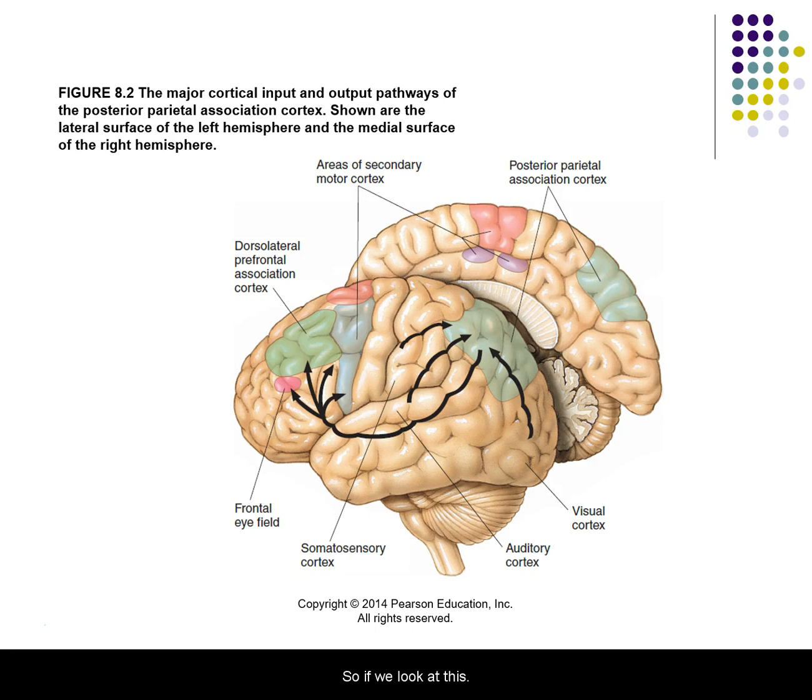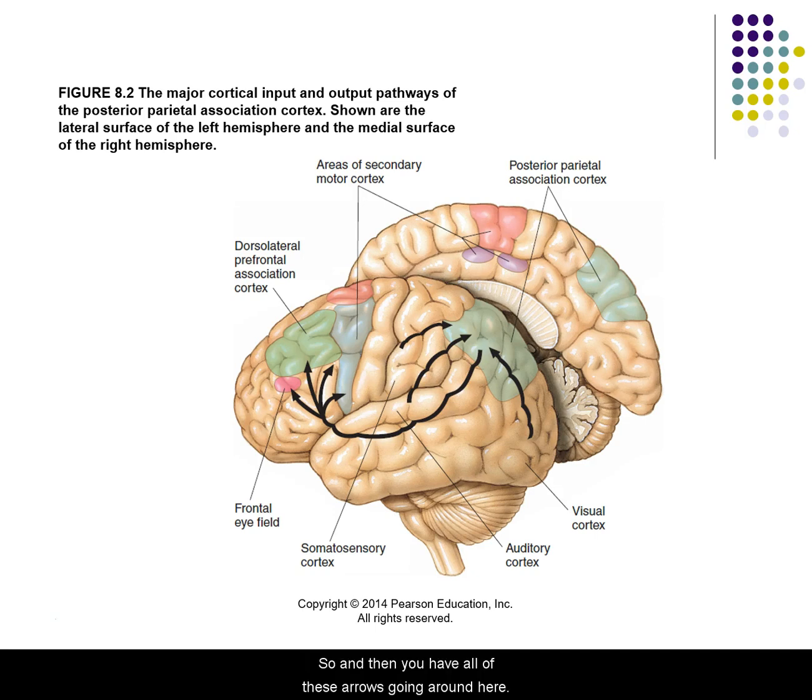so if we look at this, pathways of the posterior parietal association cortex. Okay, so again, posterior, that's going to be in the back side of the brain. Parietal, which means it's in the parietal lobe. So you see the light green areas, that's posterior parietal association cortex. That makes sense? The green color that you have up towards the anterior area of the brain is the dorsolateral prefrontal, okay, because it's in the frontal lobe, prefrontal association cortex.